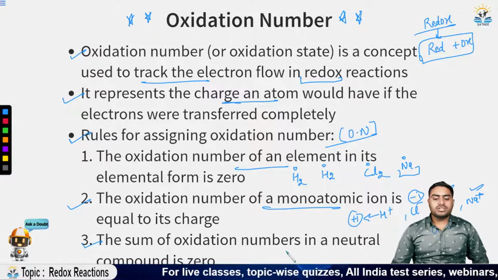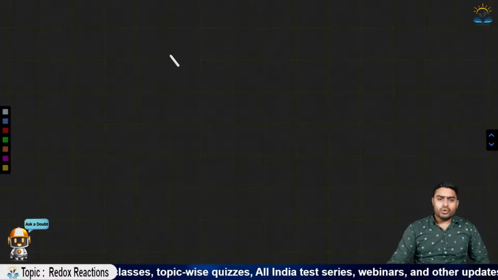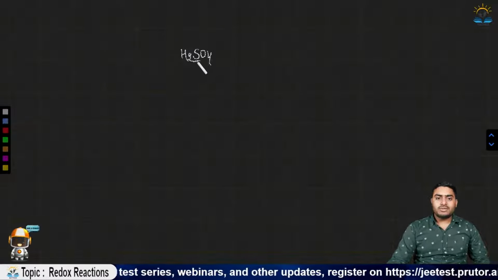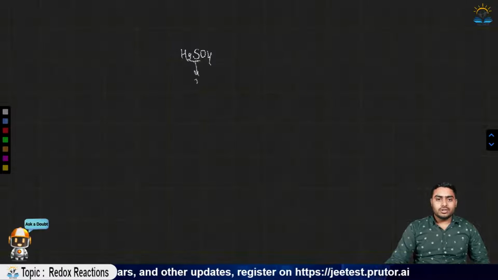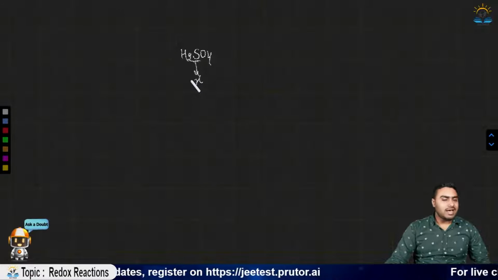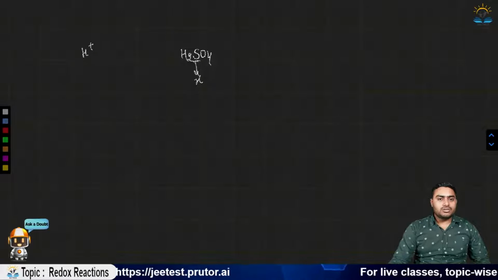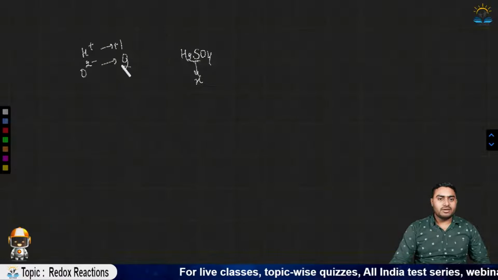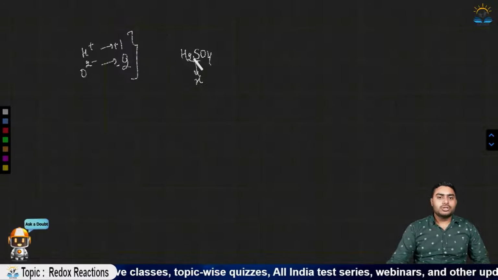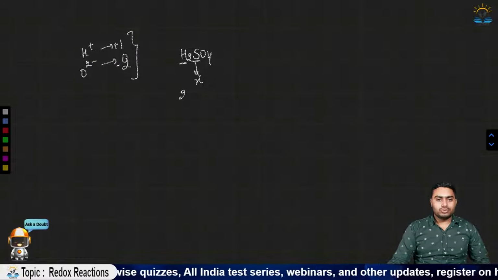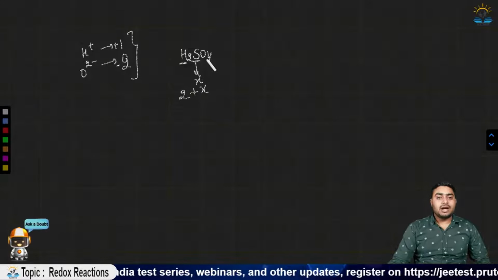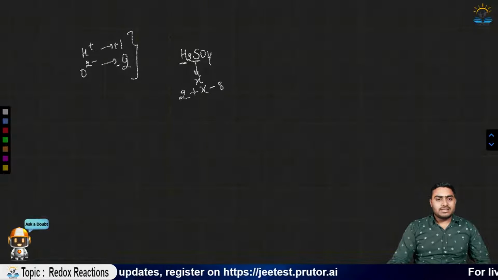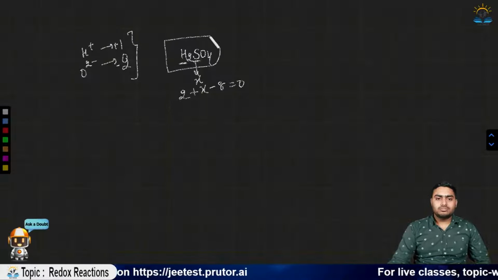Next point: the sum of oxidation numbers in a neutral compound is 0. For example, you are taking H2SO4. Suppose you have to calculate the oxidation number of sulfur. Let's suppose the oxidation number of sulfur is X, the oxidation number of hydrogen is +1, and the oxidation number of oxide is -2. Let's put these values. There are 2 hydrogens, so 2 into 1, so 2, then 1 sulfur, so only X, and there are 4 oxide, so -8, which will be equal to 0 because this is neutral.